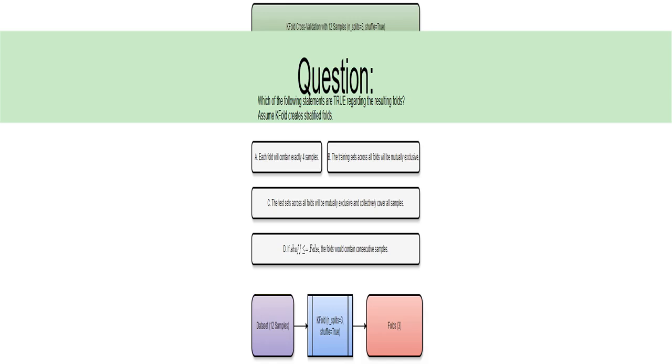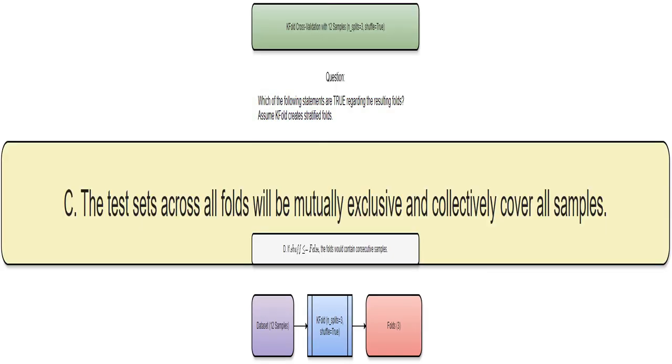I'm asking you to determine which statements are correct about how the data is divided into groups, folds, for cross-validation. We'll analyze the results of using Sklearn's KFold function. We have 12 data points to work with, which will be split into folds. This is our raw material.